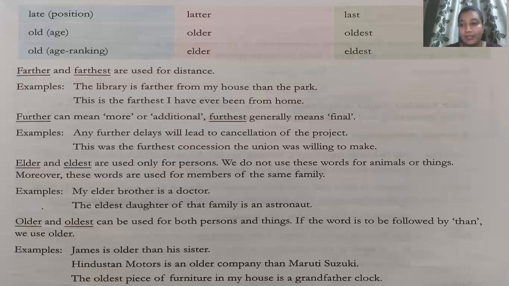Now here again you can see that the comparative form of the adjective is used but without the word than. So remember that it is not necessary that than will always come after the comparative degree. There may be certain adjectives used in comparative form even without than because it is not needed in that sentence. The eldest daughter of that family is an astronaut, यानी कि फैमिली की जो सबसे eldest बच्ची है, सबसे eldest लड़की है वो astronaut है.